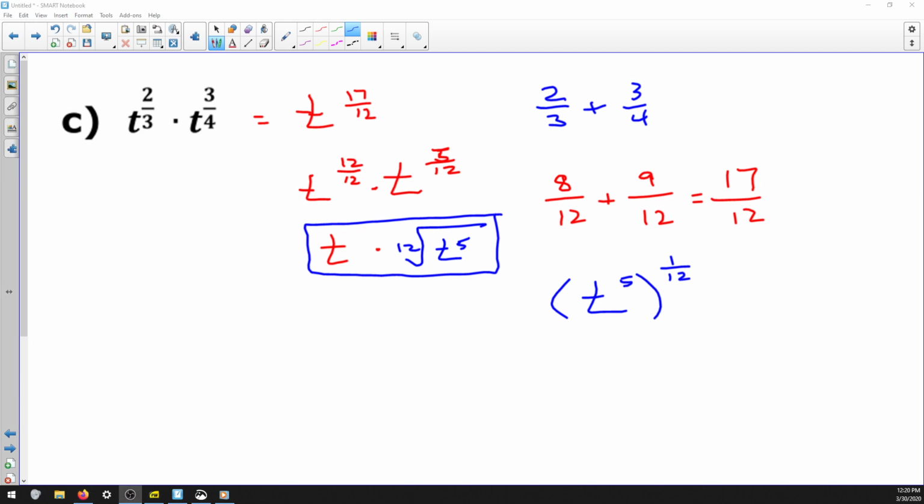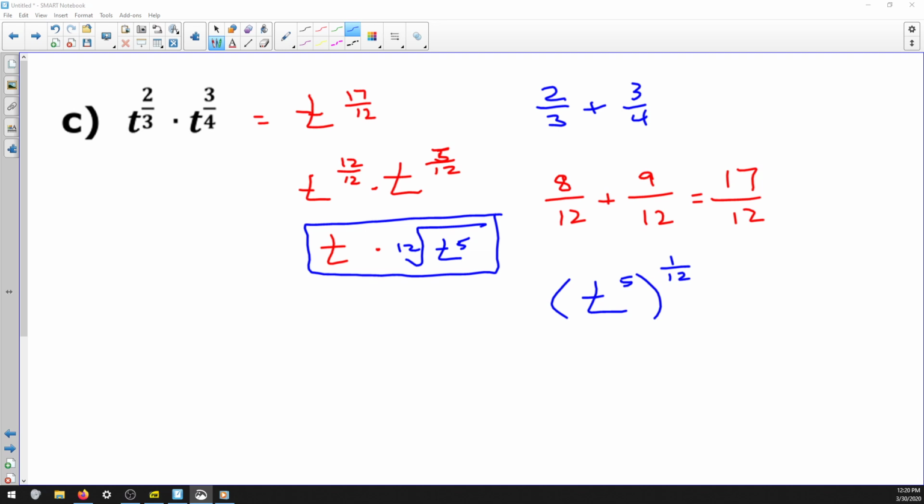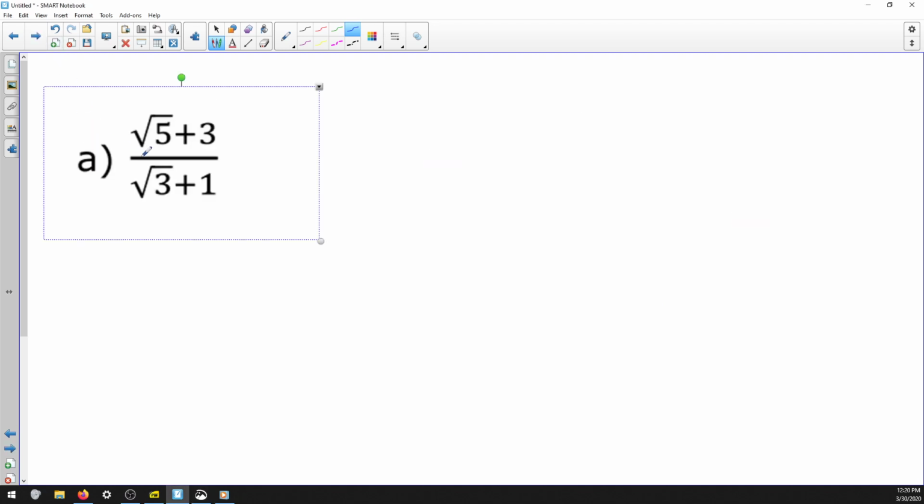All right, 7a. Let me grab that one. Oh, there it is. So 7a is a rationalizing the denominator problem, which is probably going to look terrible with me having to write all of it, but we'll give it our best shot.